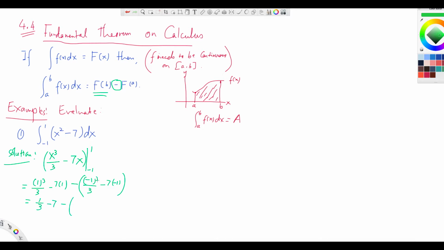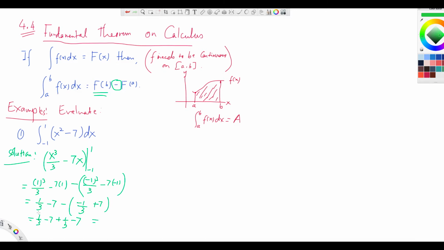What is -1 to the cubed? It is -1, right? Because it is -1 times -1 times -1. So if you multiply a negative number 3 times, you will get a negative number. Then plus 7, because negative 7 times negative 1. See that? So what you get is 1/3 minus 7. Minus times minus is plus 1/3, and then minus times plus is negative 7. You see that?